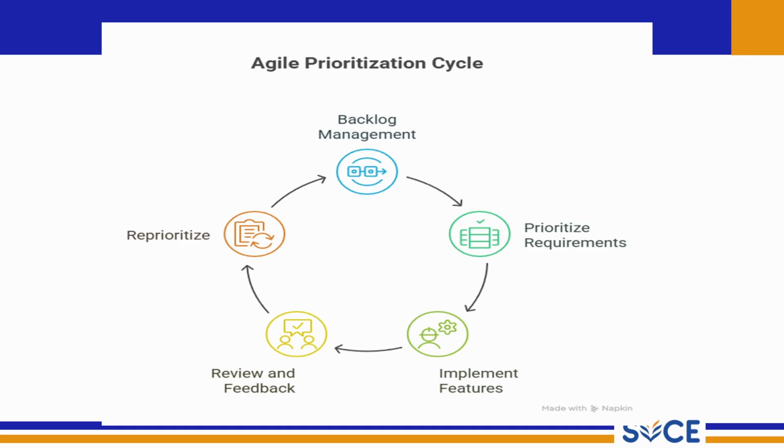Our next step is reprioritize. Based on the feedback received, priorities may change. Some features may be adjusted, new requirements may be added, or existing ones may be removed. The backlog is then updated and reprioritized. So the cycle keeps repeating in every sprint, which ensures continuous improvement, flexibility, and customer satisfaction. This is how Agile handles changing requirements effectively.